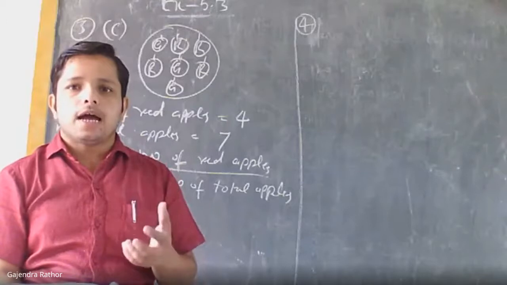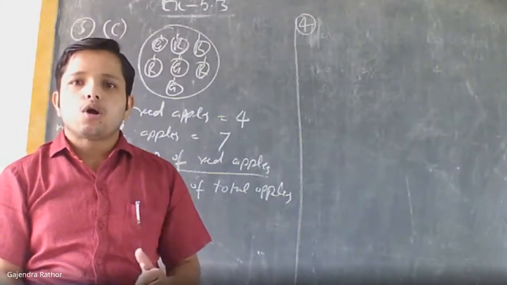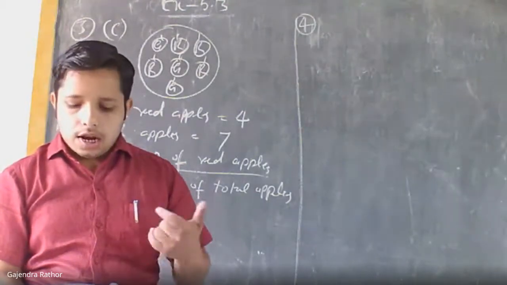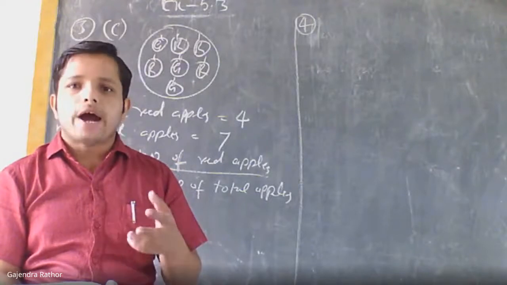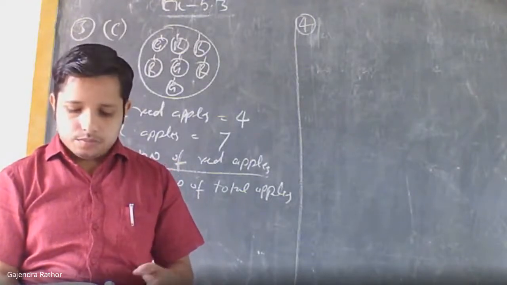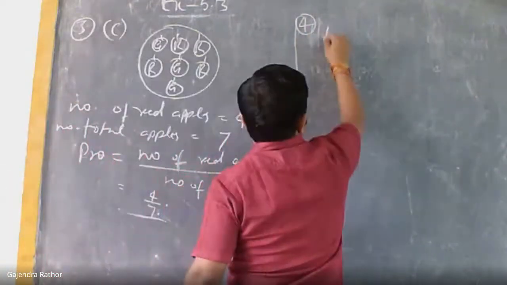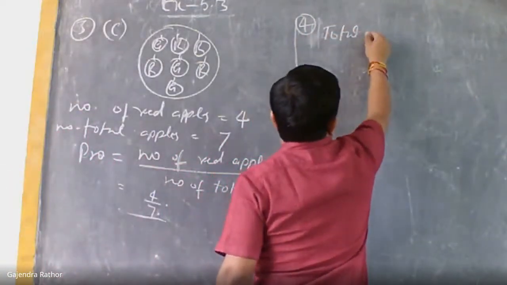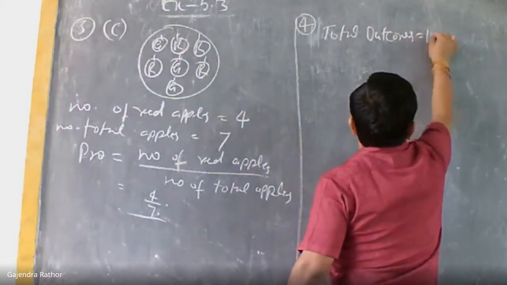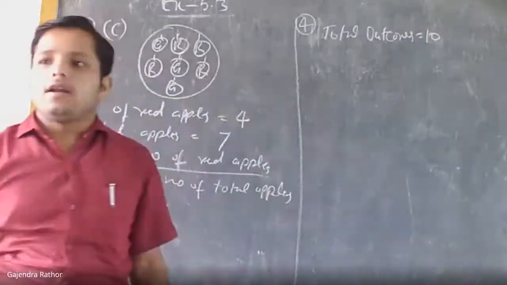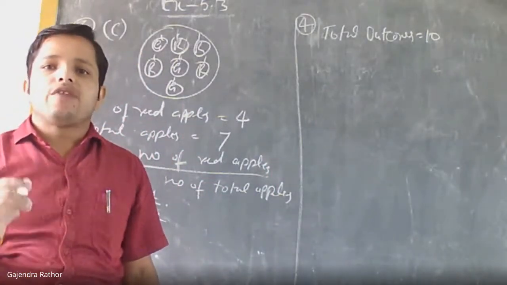We took out one slip from it without looking. What is the probability of these? There are 4 points, one by one, with different numbers. You have to find the probability of these numbers. First, what is the total outcomes? The total outcomes are 10 because there are 10 numbers written on the 10 different slips.